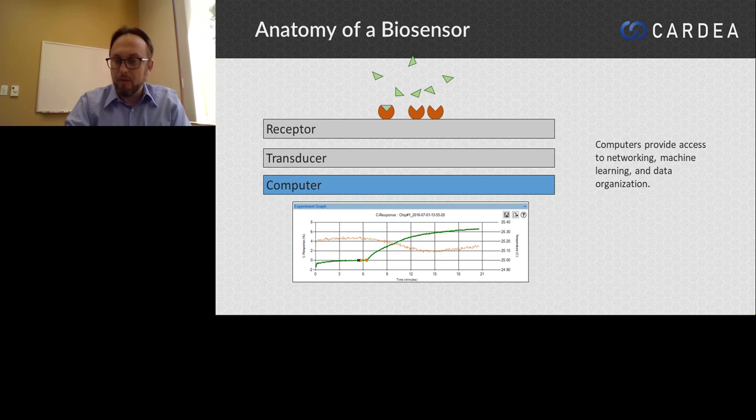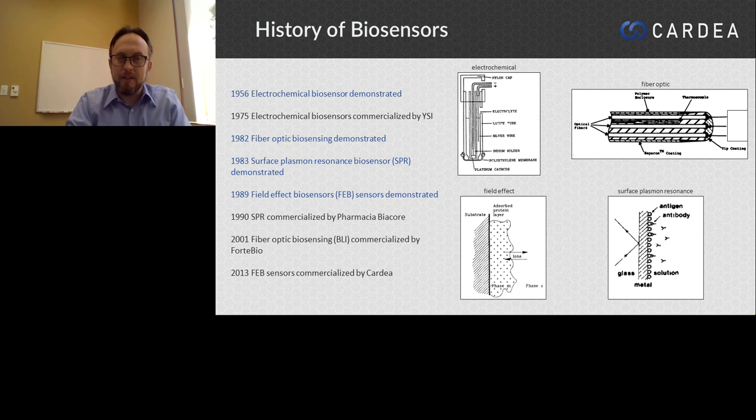One more little bit of history here. There's just a little bit of history on biosensors. This is actually old technology. It started in 1956 with the Clark electrode. This is something that allowed doctors to measure oxygen levels in blood in real time, and that revolutionized surgery.